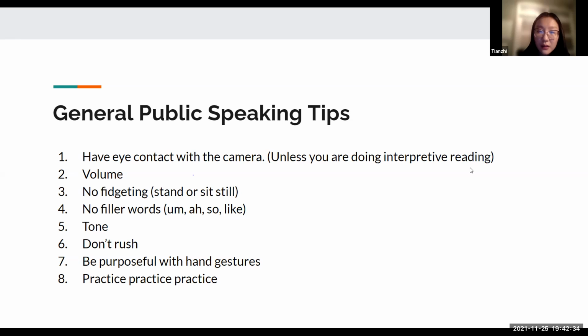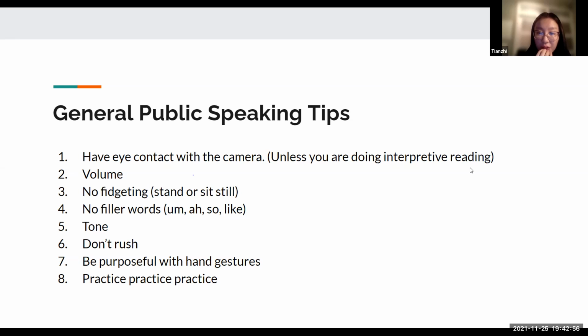The second question is specific to persuasive speeches, which is, can I just make arguments supporting an opinion without a solution? So unfortunately not. You need to include some sort of a solution in your persuasive speech.